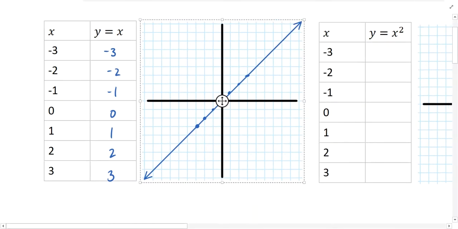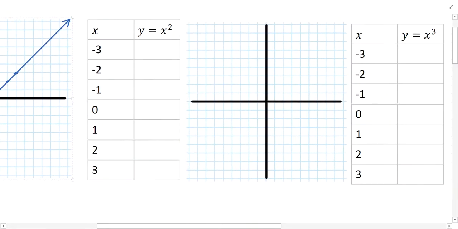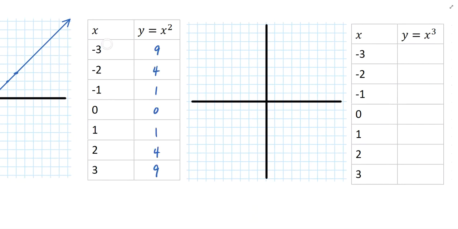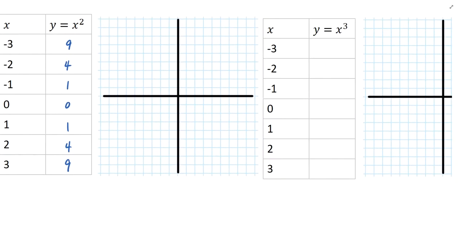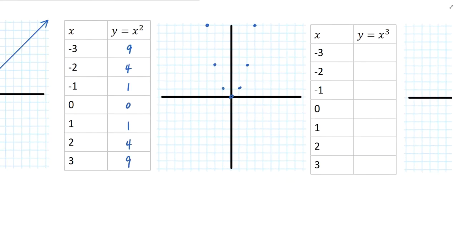The drawing's not critical. For the second example, we can do the same thing. -3 squared is +9, -2 squared is 4, and so on. So with the table complete, we can plot these data points. Now those points have been plotted, and this isn't a straight line, so we'll try to connect these points with a smooth and continuous line.